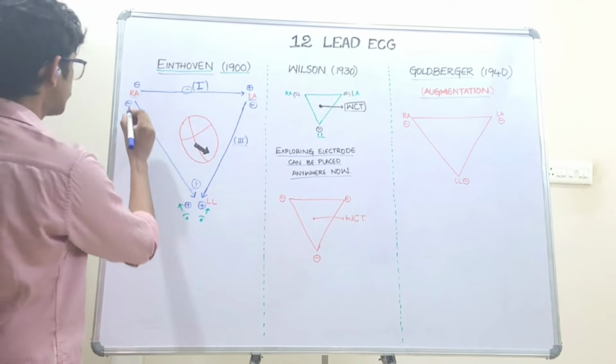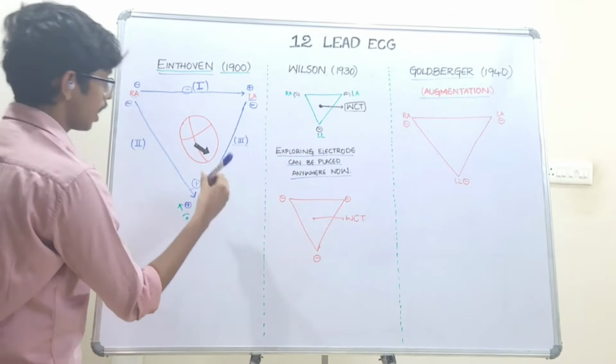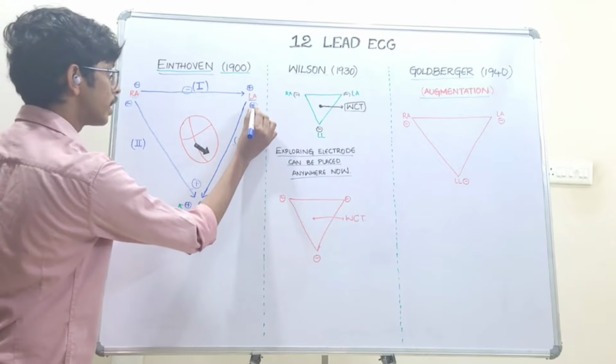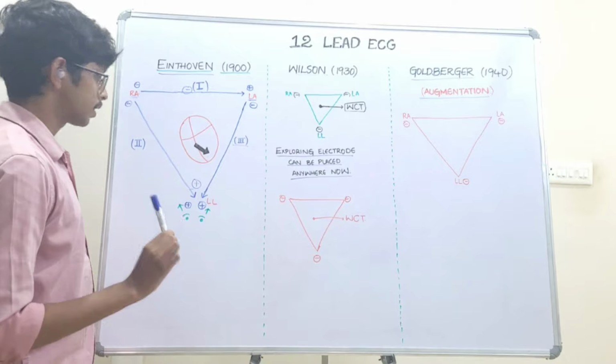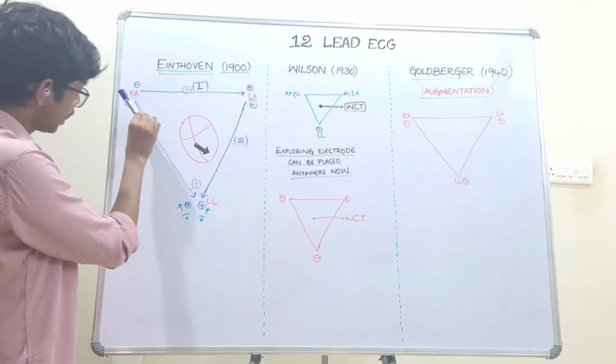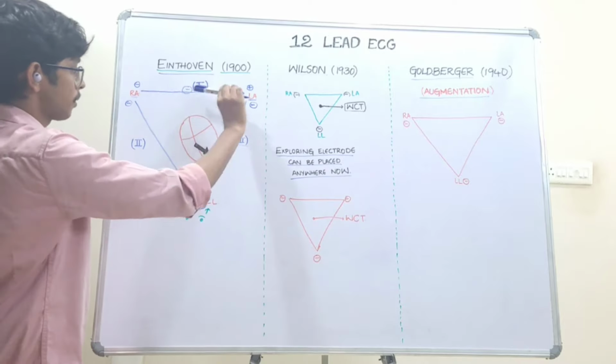Lead 2 has the negative electrode kept at the right arm and the positive electrode kept at the left leg. And lead 3 has the negative at the left arm and the positive at the left leg. If somebody asks you what the axis of lead 2 is, it is this one, the axis of lead 3 is this one, and the axis of lead 1 is this.